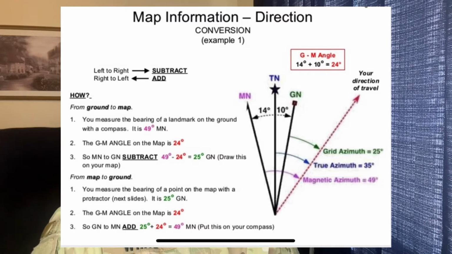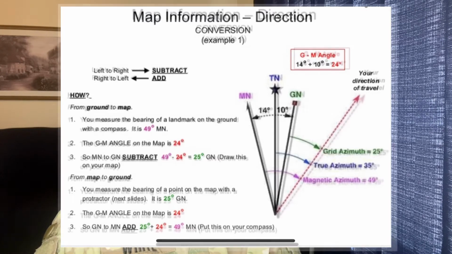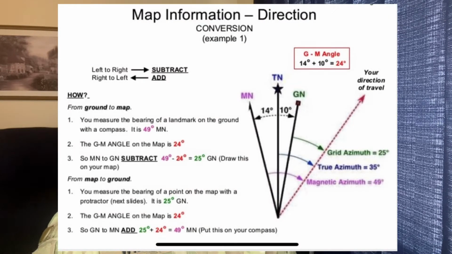All right, so from your map to your ground, you're going to measure the bearing of the point on the map with the protractor. You're going to have your protractor on your map, and we're going to learn that in the next slides. That's going to be 25 degrees GN. So you're doing grid north, GN, on your map with the protractor. The GM angle on your map again says 24. 14 plus 10 equals 24.